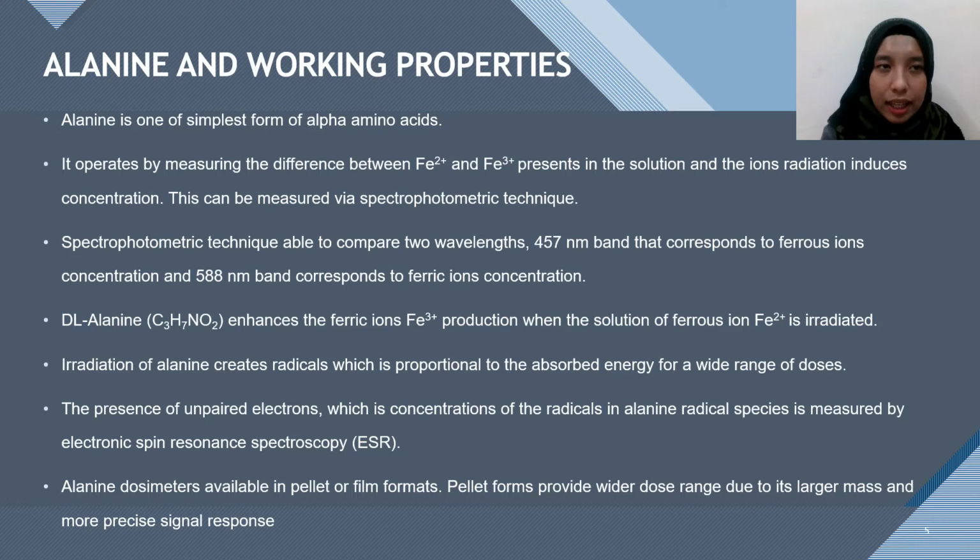Usually, alanine dosimeters can appear in pellet or film formats. Pellet forms provide wider dose range due to its larger mass and more precise signal response.